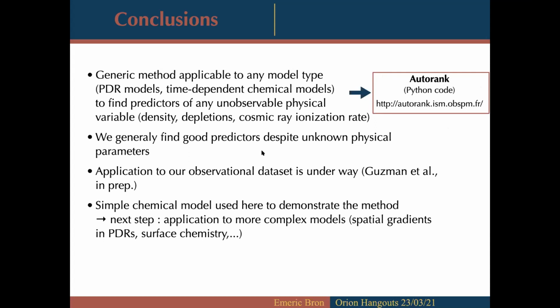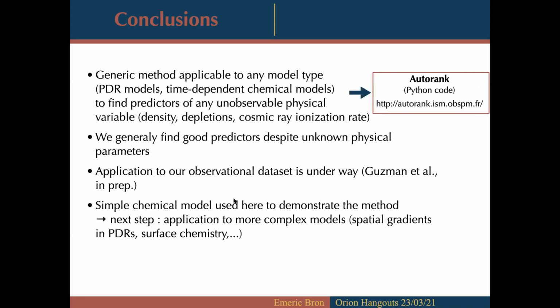The second conclusion is that we see that in both cold dense medium conditions and translucent conditions, we do find several good tracers of the ionization fraction, and we are now in the process of applying this to our observational dataset.